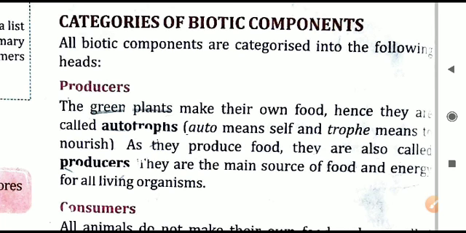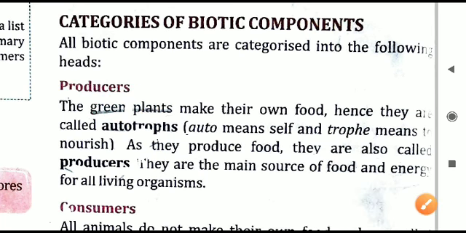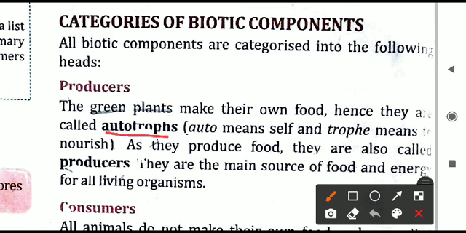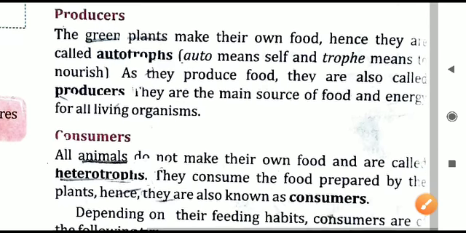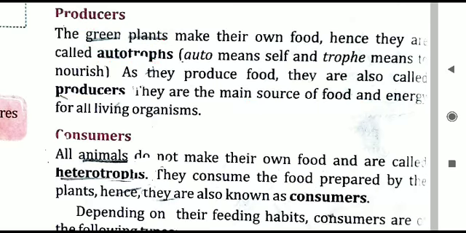We can divide these biotic components into major categories, that is producers, the green plants themselves, they make their own food and they are called producers because they are producing on their own. The green plants are called autotrophs. Auto means self and troph means nourish. Nourish means giving food. They are preparing their own food. That is why they are called autotrophs and also producers. They are producing the food, so two terms are given to the green plants. They are the main source of food and energy for all the living beings.